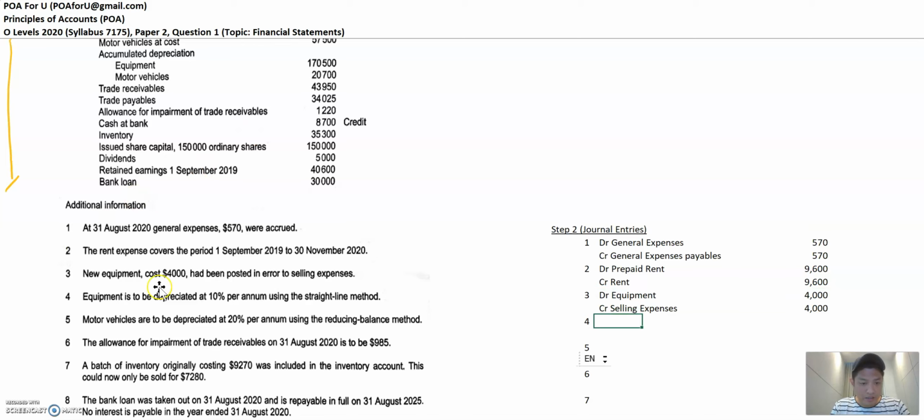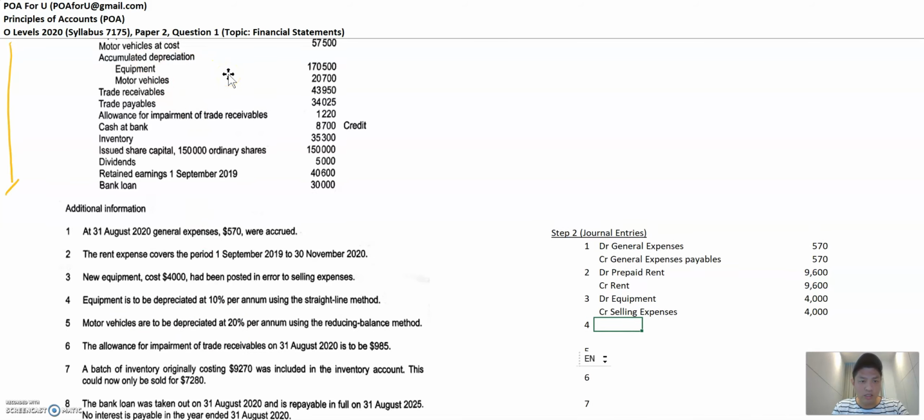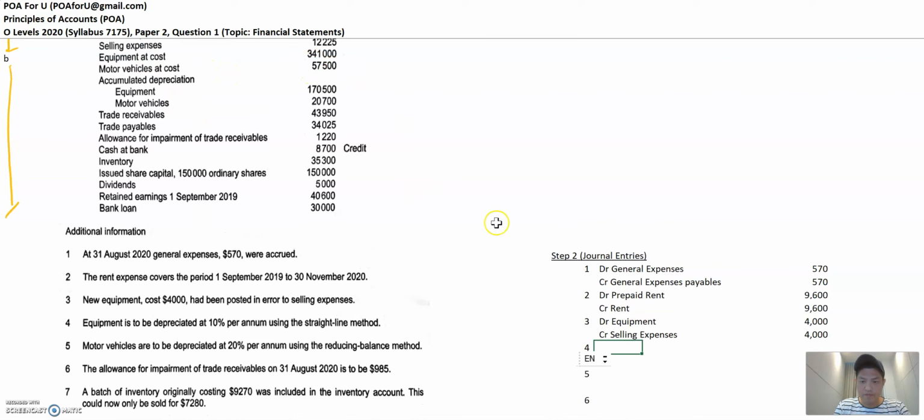Okay, next, depreciation. 10% equipment using straight line. So equipment cost is 3,400, but they just told you that you have an additional 400 here, so it's a bit tricky, right? So anyway, depreciation, the journal entries are quite standard. Just remember, you debit depreciation expense because depreciation is an expense, all right? And expenses are debit in nature, and this is equipment, and credit accumulated depreciation equipment. Right, this is the standard journal entry.